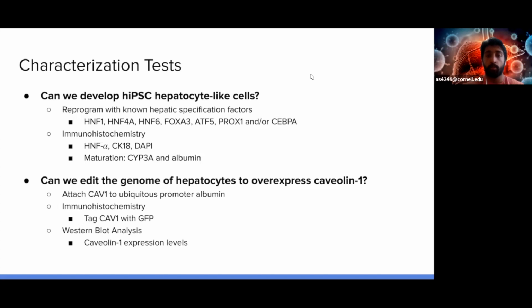After that, we also want to test whether we can alter the genome of these hepatocytes in order to overexpress caveolin-1. So using our known strategies, we know that we can attach the caveolin-1 gene, CAV1, to a ubiquitous promoter, albumin, and be able to overexpress caveolin-1. We're going to check ourselves using immunohistochemistry by tagging it with GFP and using Western blot in order to identify the expression level of caveolin-1 once we edit the cell.